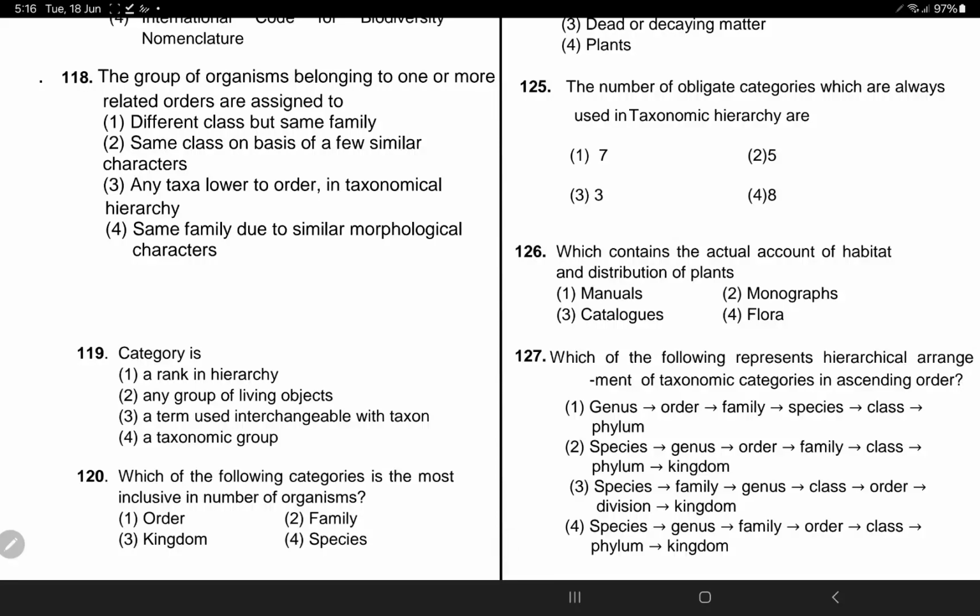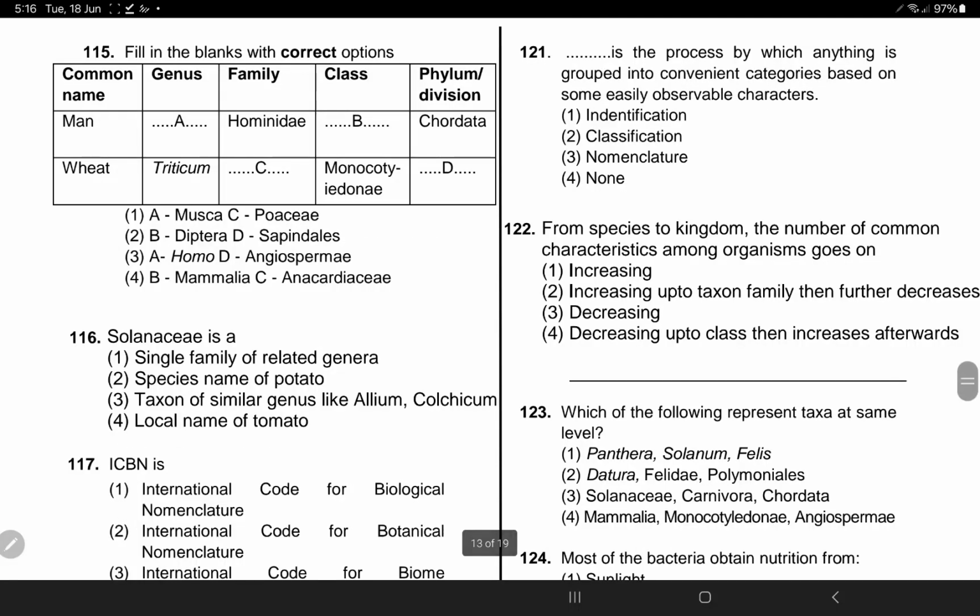Which of the following categories is most inclusive in the number of organisms? So most inclusive is kingdom. More number of organisms will be there under the kingdom. Next, dash is the process by which anything is grouped into a convenient category based on easily observable characters. The correct answer is classification.